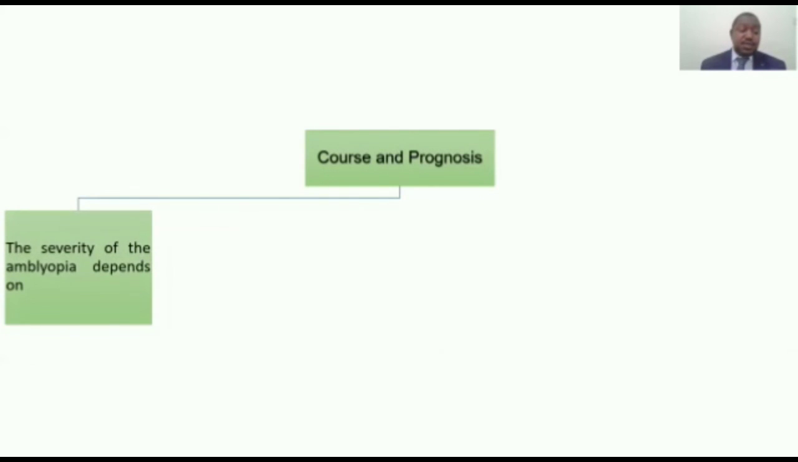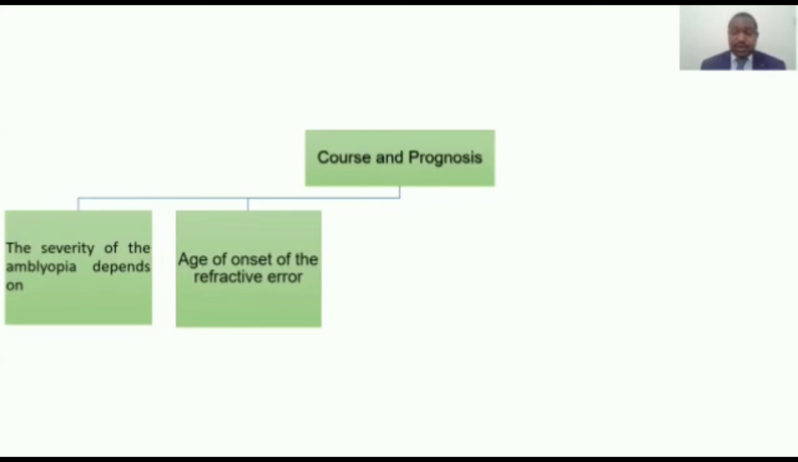Now, the course and prognosis of patients with amblyopia. The severity of amblyopia depends on the following. First, the age of onset of the refractive error. If the refractive error happens during the critical period or the sensitive period, the patient may have a poor prognosis. If the refractive error starts after this period, the patient may have a good prognosis.